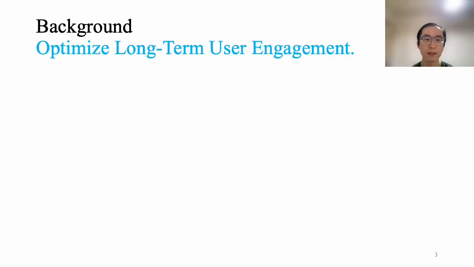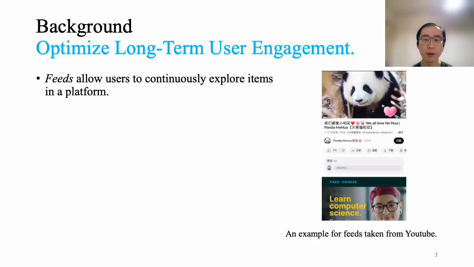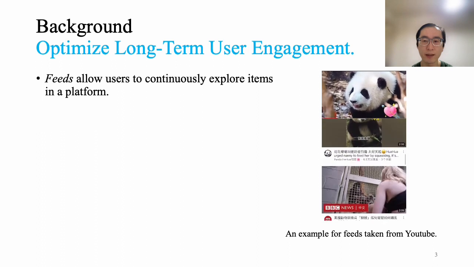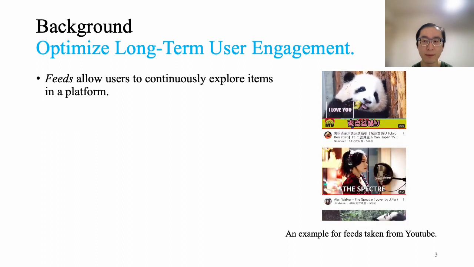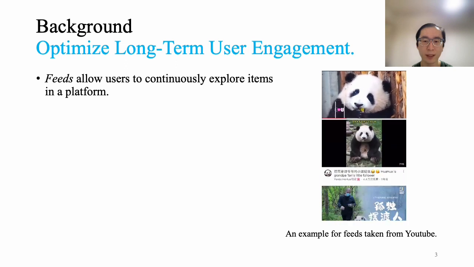The background of this paper is to optimize long-term user engagement for feeds. Here is an example for feeds. I'm watching a video for a panda named Hua. I could scroll down for some related videos, such as videos for other pandas and animals. In the meantime, YouTube can display some advertisement to me.